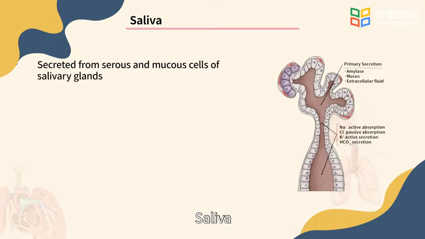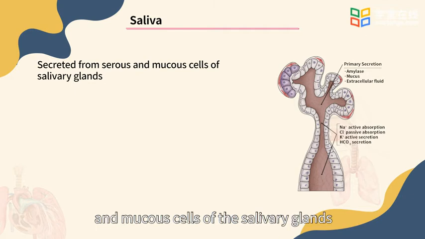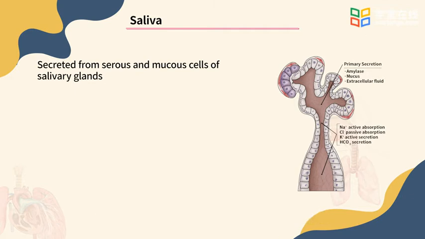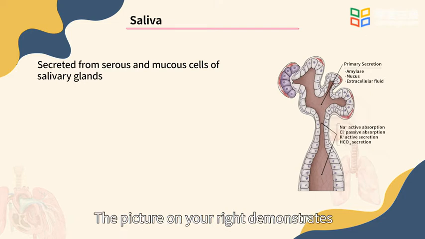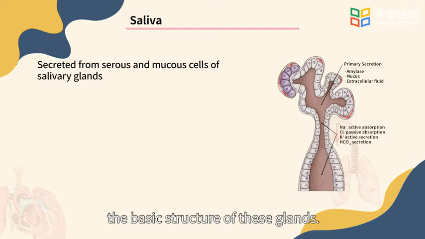Saliva. Saliva is secreted from the serous and mucous cells of the salivary glands. The submandibular glands account for 70% of the secretion, the parotid for 25%, and the sublingual for 5%. And the pictures on your right demonstrate the basic structure of these glands.